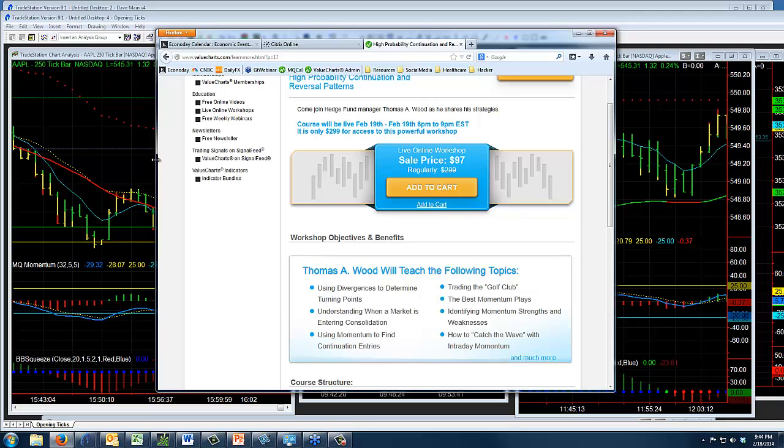If the divergence breaks and it starts to run in the direction you thought it was the opposite, that's something fundamentally changing in the stock. That's a good one to jump on and run with it. Okay? So right there, that's a great opportunity.